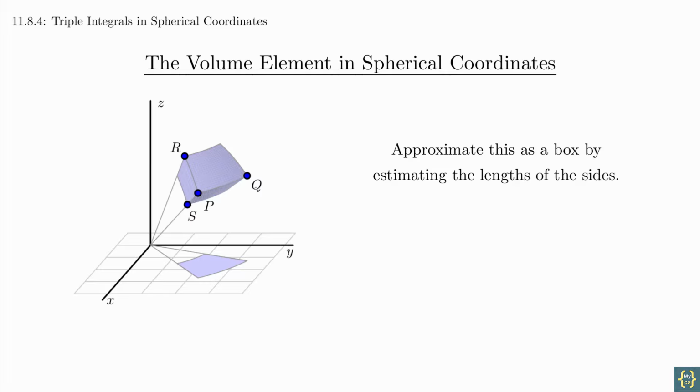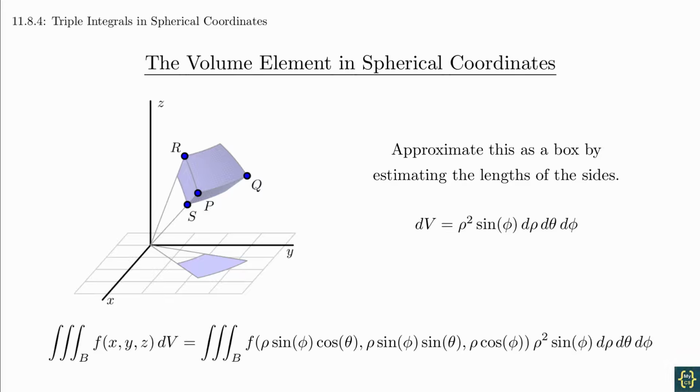Everything else is just figuring out how to approximate those values. The end result is that dV is equal to rho squared sine phi d rho d theta d phi. Even if you don't fully understand the derivation of the volume element, once you have it, you should know what you need to do with it.